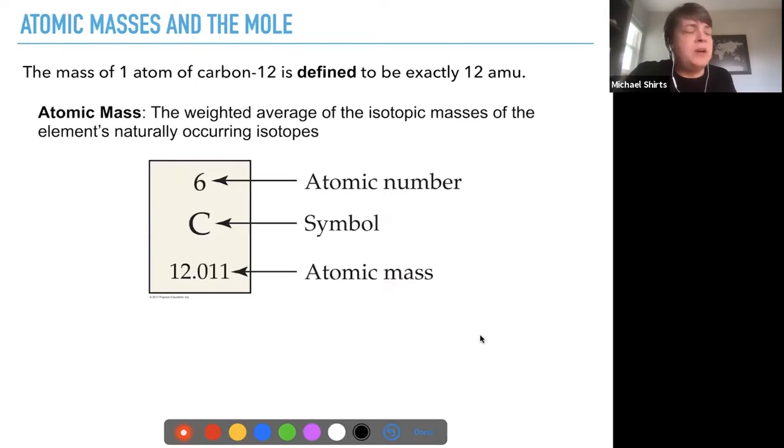natural distribution. So if we look at the periodic table, usually you'll see an atomic number, the symbol for that element, and the atomic mass, that weighted average of all the different isotopes that can occur.